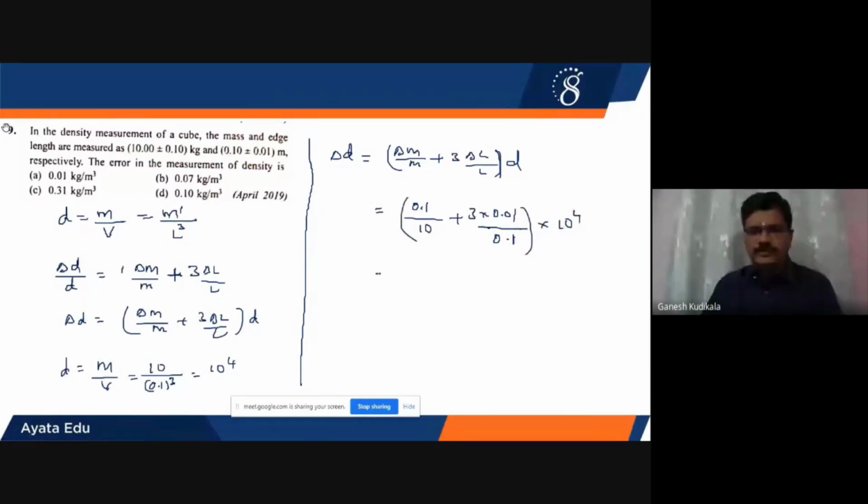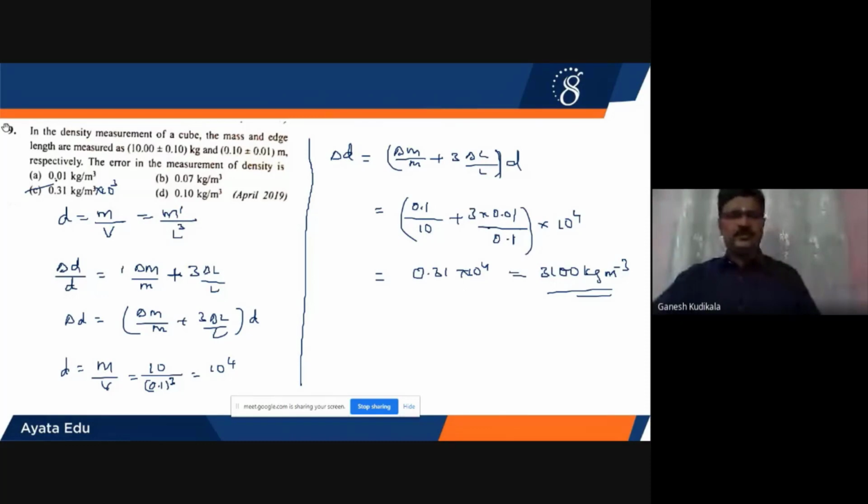This on simplifying gives 0.31 into 10 to the power of 4, which will be equal to 31 into 10 to the 3, 3100 kg per meter cube. I think all the options are different here. It has to be 10 to the power of 3. This has to be multiplied by 10 to the power of 3. Big mistake, right? 10th one.